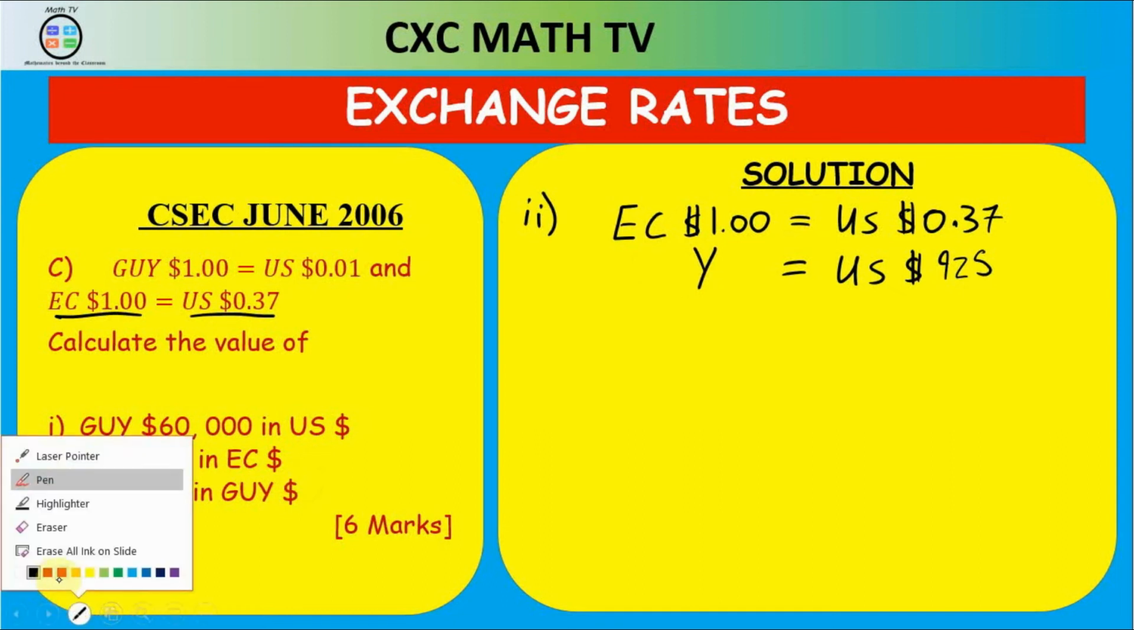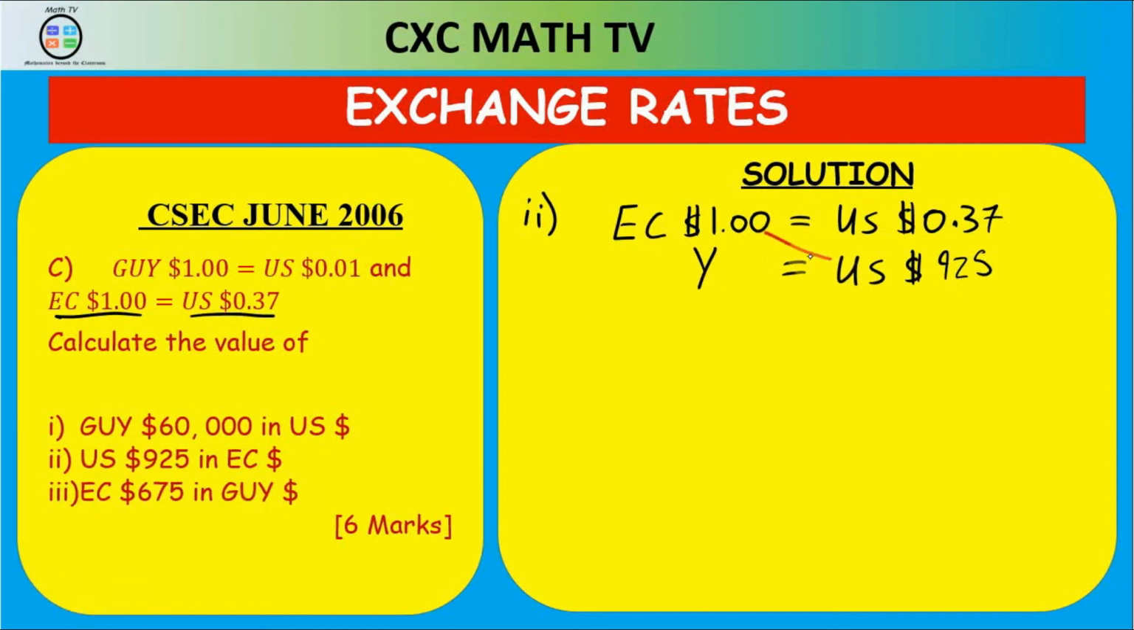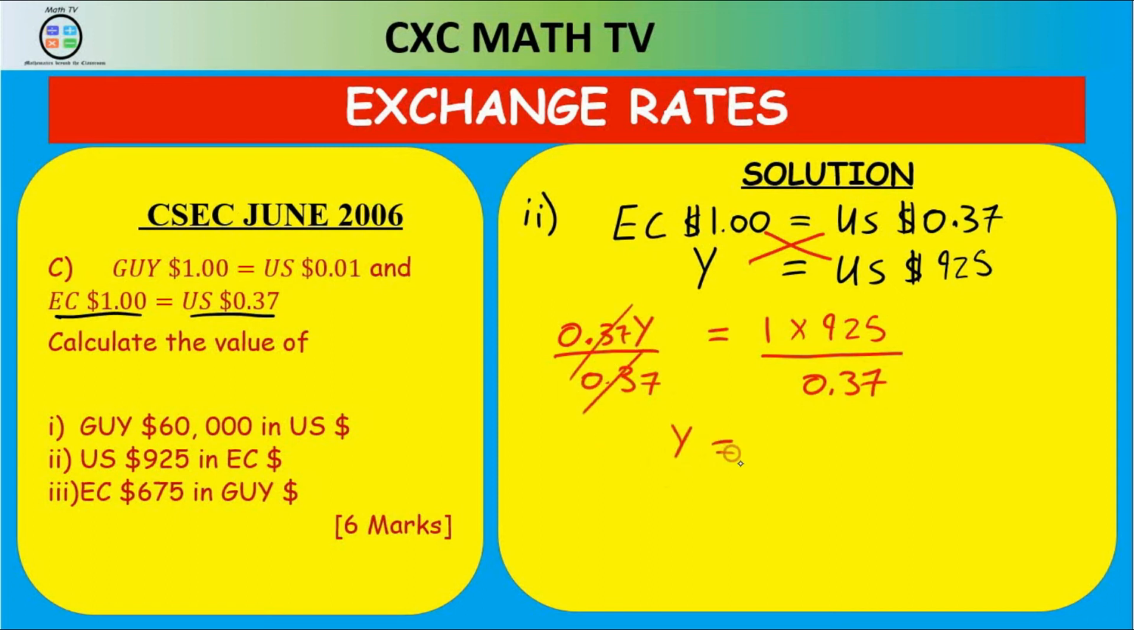So in that case now we're going to cross multiply. And so we have Y times 0.37. So we can write 0.37Y is equal to 1 times 925. So to make Y the subject, we need to divide both sides by 0.37. So when we divide both sides by 0.37, that cancels each other. And so 925 divided by 0.37 is just 2,500.